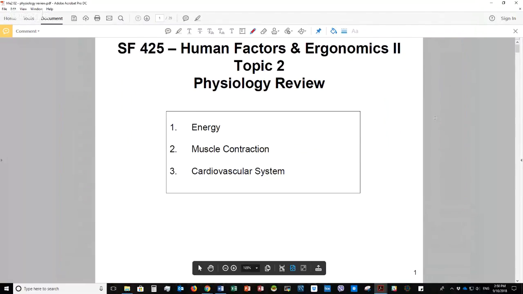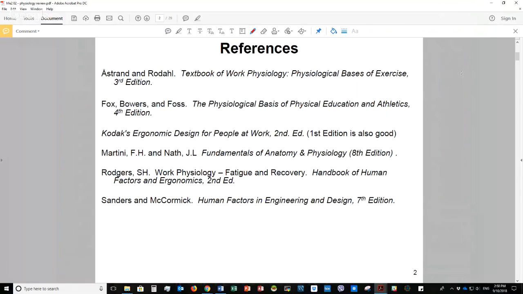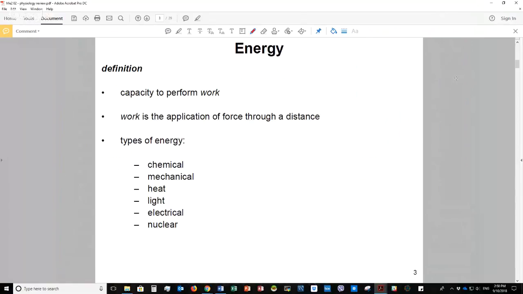So today I'm going to be talking about muscle physiology and the physiology of muscle contraction. We're going to talk about energy that's used in that process, about muscle contraction itself, and then the cardiovascular system. These are some references if you'd like to check them out.